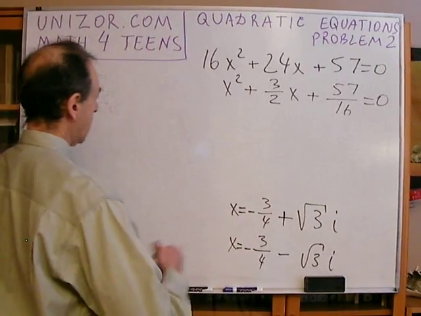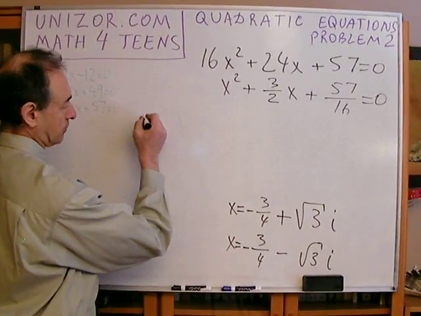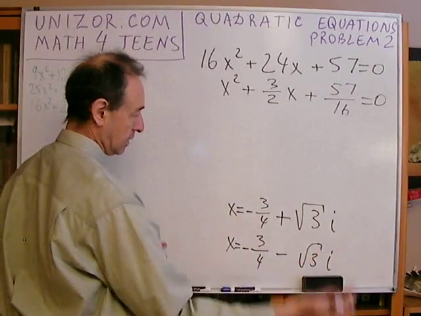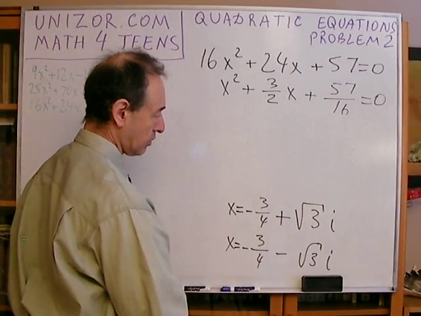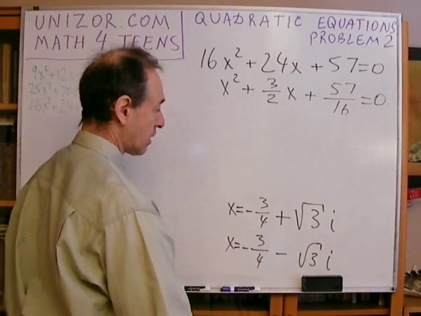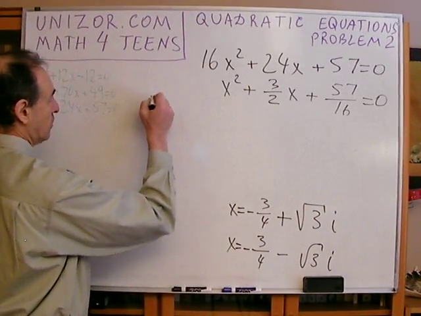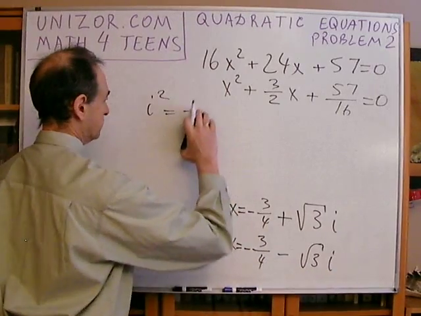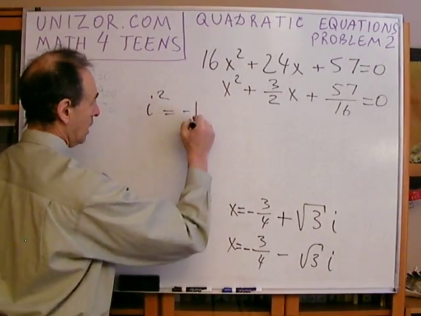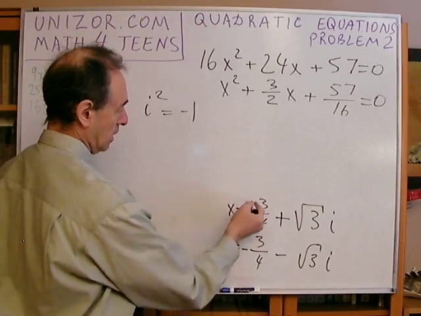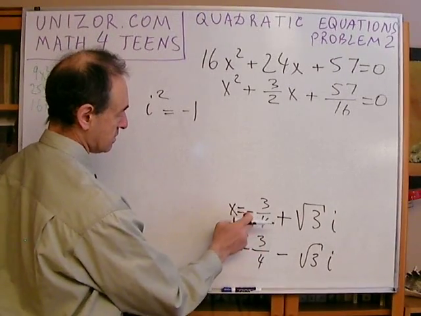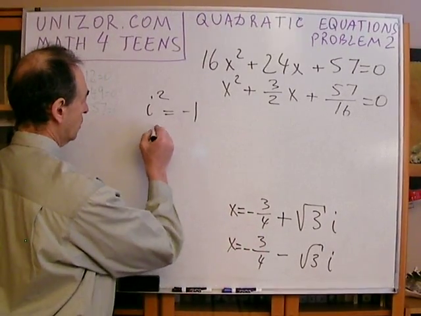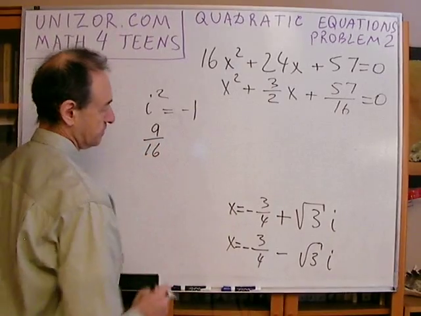Now, you remember that if you multiply i by i, it will be minus 1. i squared is minus 1, right? i squared is minus 1. Now, keeping that in mind, let's multiply these solutions. This times this will give you 9/16.